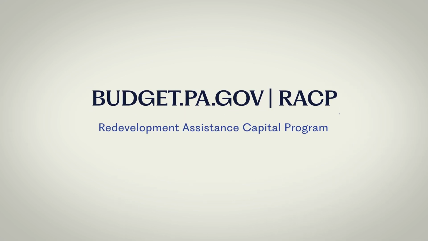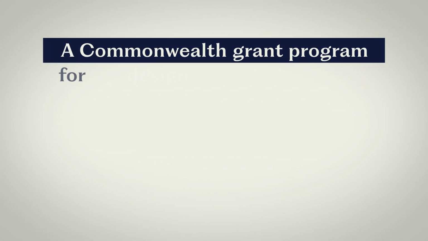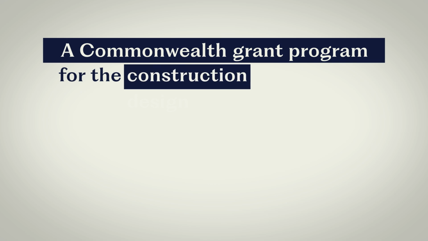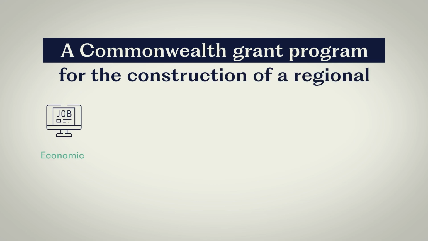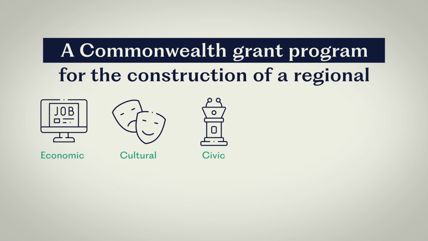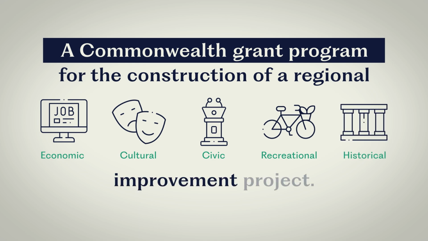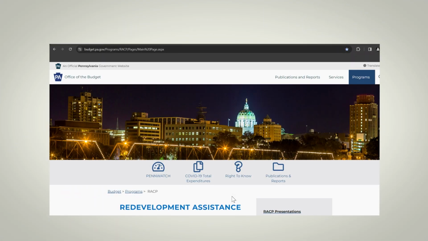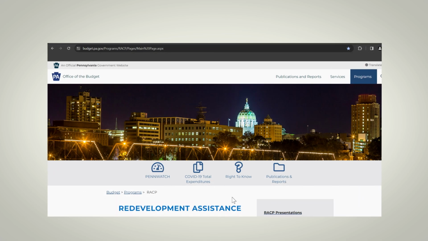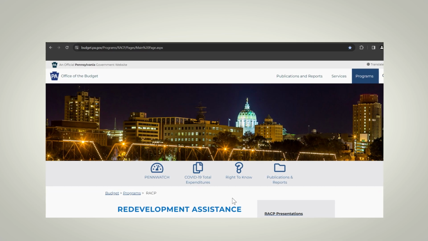The Redevelopment Assistance Capital Program, or RACP, is a Commonwealth grant program administered by the Office of the Budget for the design, acquisition, and construction of a regional economic, cultural, civic, recreational, and historical improvement project. This tutorial will go over the steps for submitting a RACP e-application.